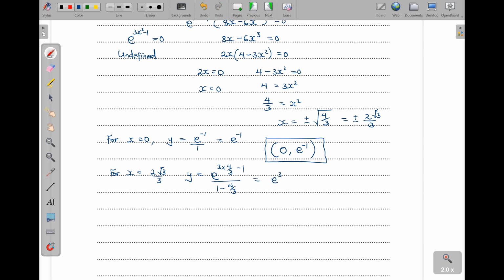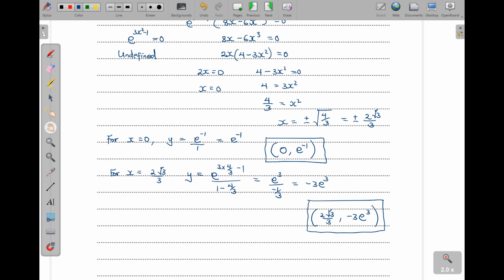So e cubed, and then out of 1 minus 4 over 3, that will be 3 minus 4, that is negative 1, so we shall have negative 1 over 3. So this whole thing actually becomes negative 3 e power 3. That means the coordinates of the other stationary point are: the x coordinate is 2 root 3 over 3, and the y coordinate is negative 3 e power 3.